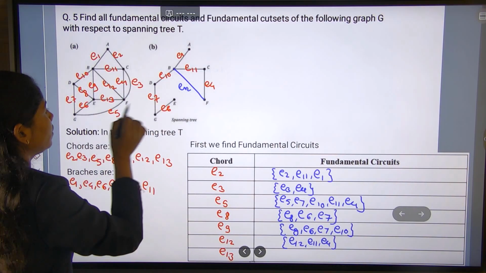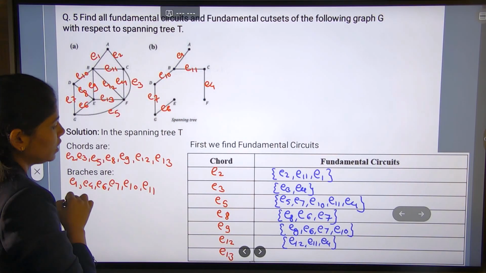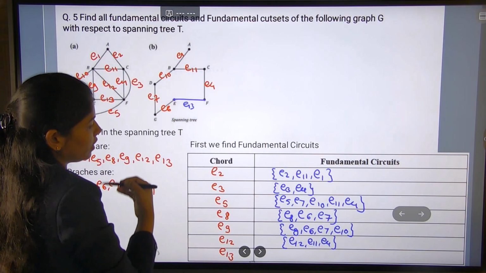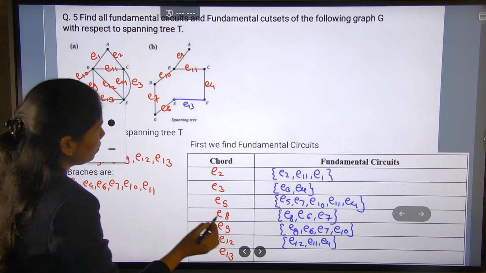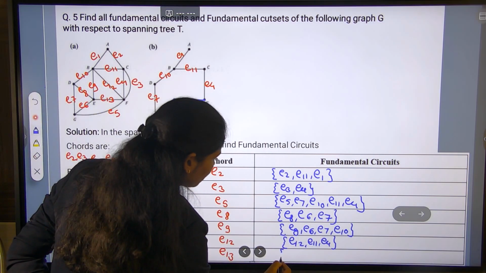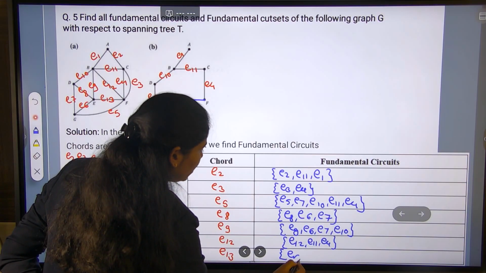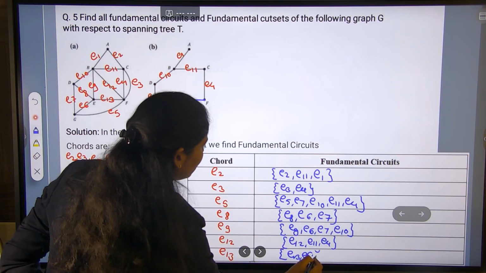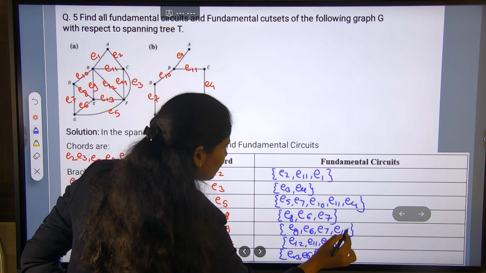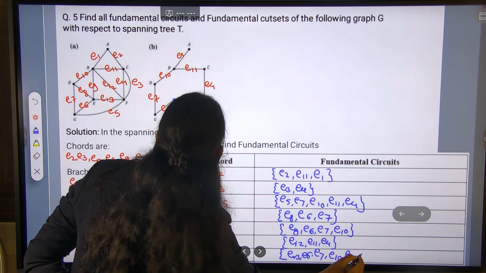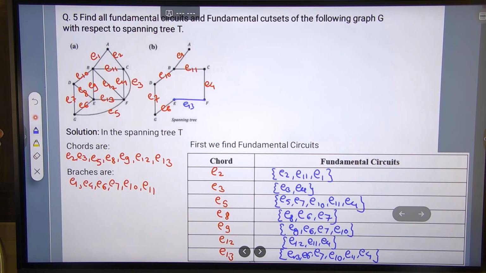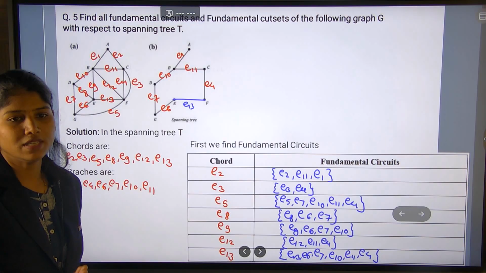Then go for the next one. The next chord is E13. So E13, we get here one cycle. Write down all edges: E13, E6, E7, E10, E11, E4. Okay, so this is about the fundamental circuits.